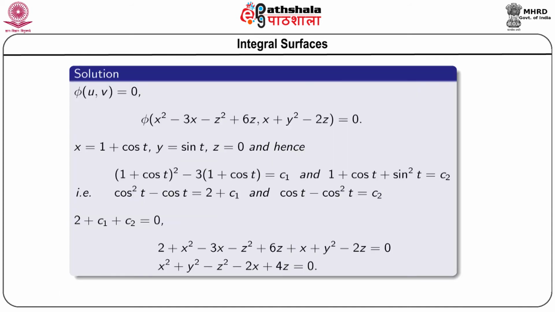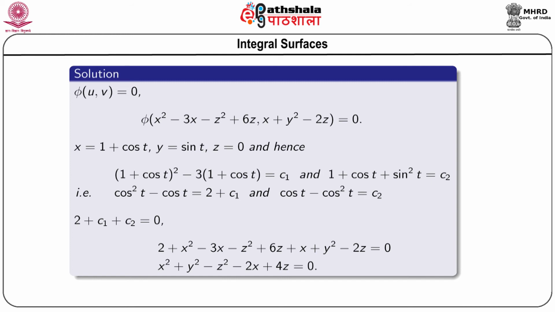Therefore, the general solution of the given quasi-linear equation is phi(u, v) equals 0, where the expressions for u and v we have already derived. So, phi of (x squared minus 3x minus z squared plus 6z, x plus y squared minus 2z) equals 0. So, this is the general solution or the integral surface of the given quasi-linear equation.